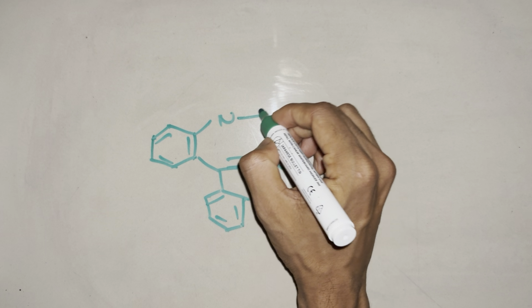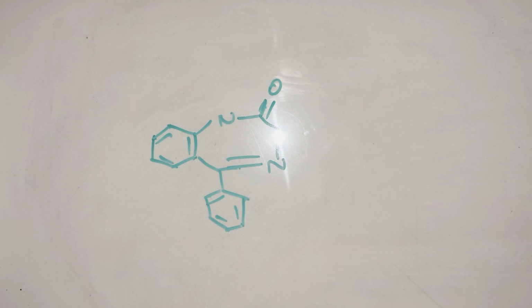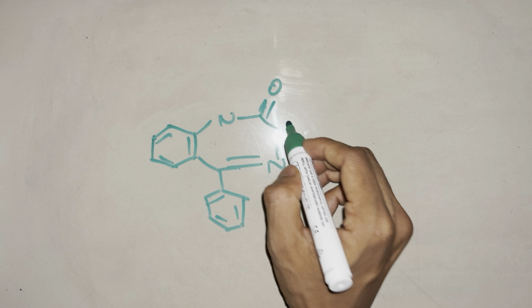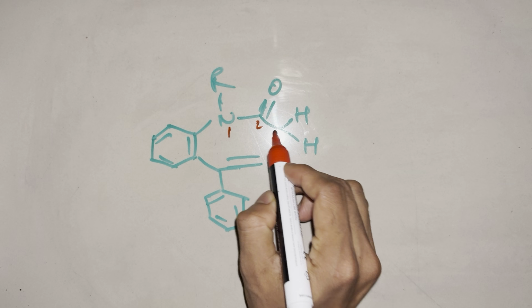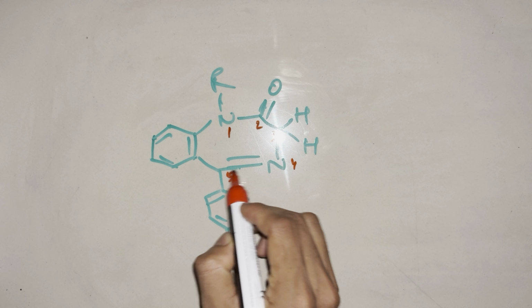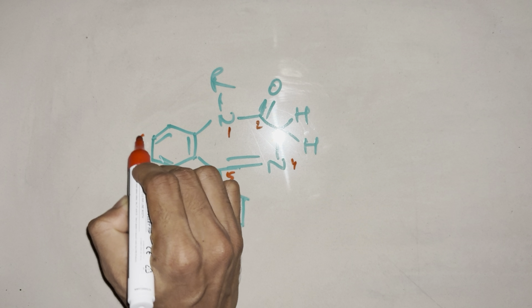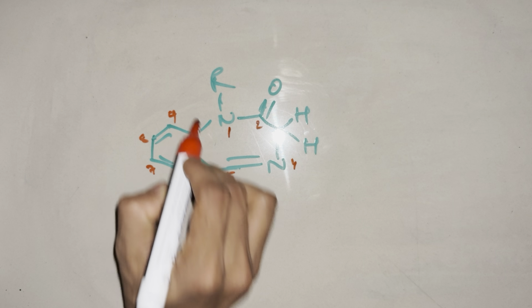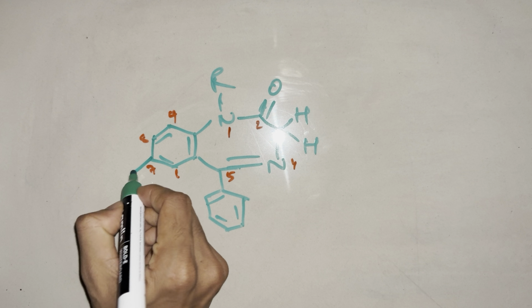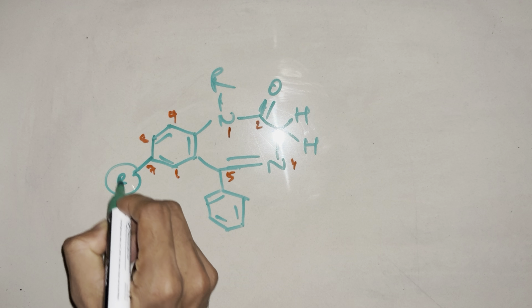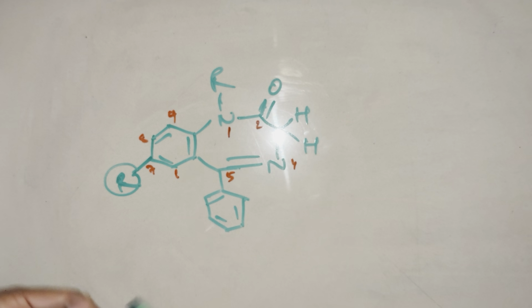So this is the structure of benzodiazepine. Now see, in that benzodiazepine, numbering will start from nitrogen. Already I mentioned earlier. So numbering will start from here: 1, 2, 3, 4, 5, 6, 7, 8, 9. What I also mentioned is that at the 7th position there should be a highly electronegative group. That is, here one highly electronegative group will be there.